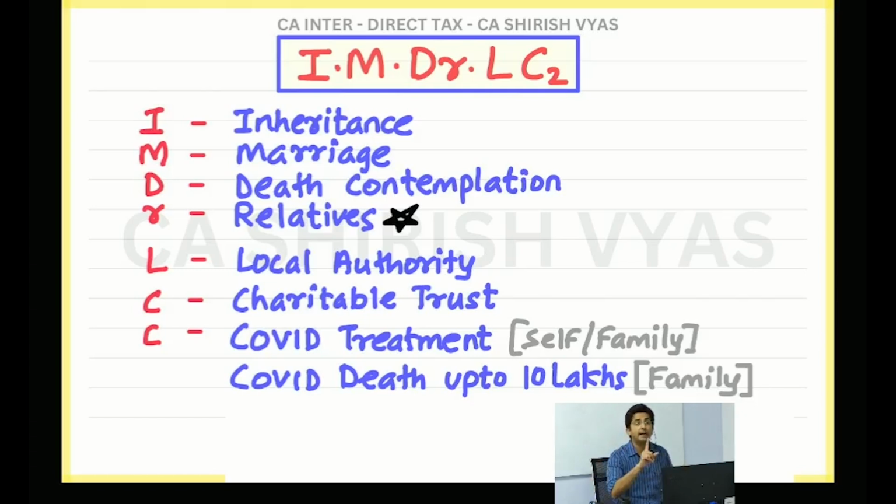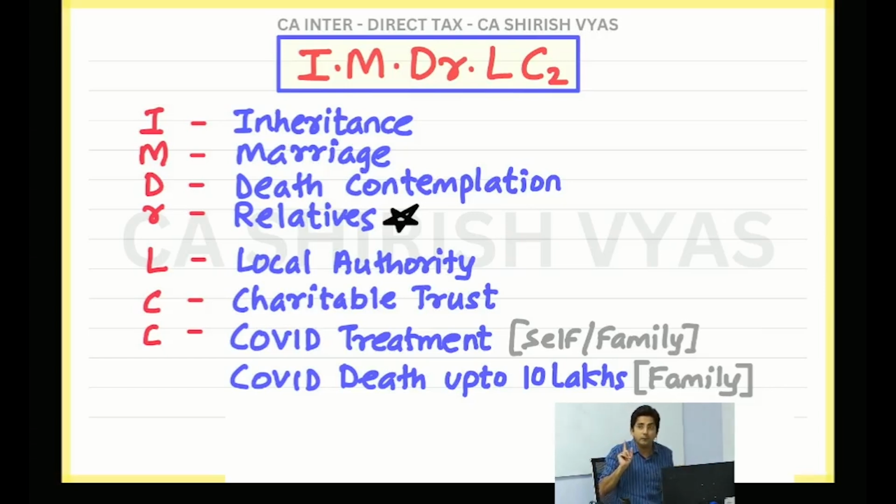But here who should die? See, I am receiving that money. So some of my family members died due to COVID. And family member means spouse, children, dependent parents, brother, sister. Any of these persons has died due to COVID. And then I received some amount. Whoever gives me, it will be exempt but only up to 10 lakhs.